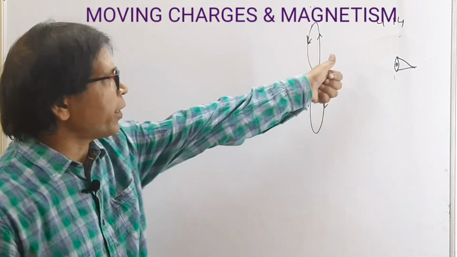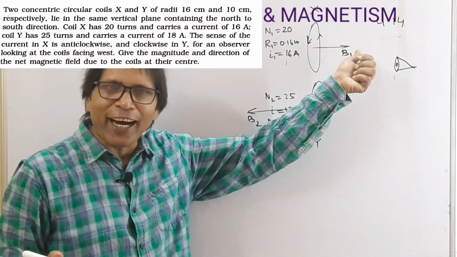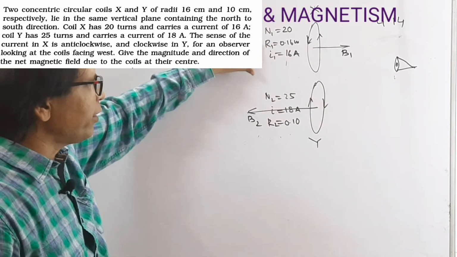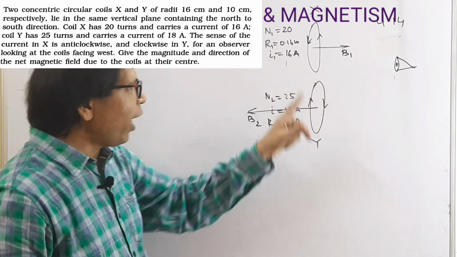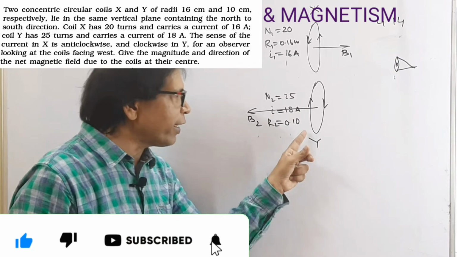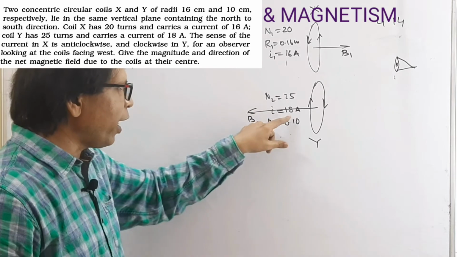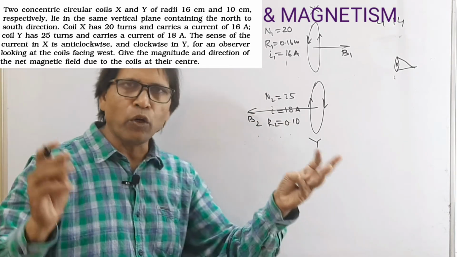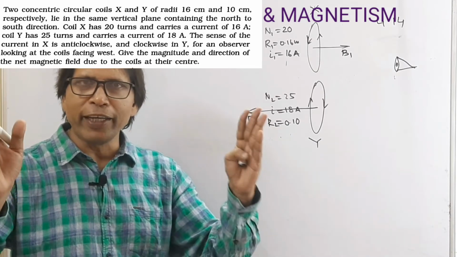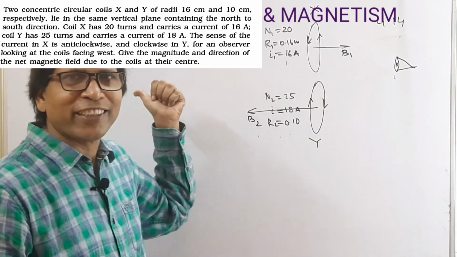Now look at this numerical 4.14. The coil X carries current in anticlockwise direction, number of turns this, radius this, and current carrying this. Now coil Y carries current in clockwise direction, number of turns this, current 18 ampere and radius 0.10 meter. Now we have to calculate the magnitude and direction of the magnetic field for an observer who looks due west.